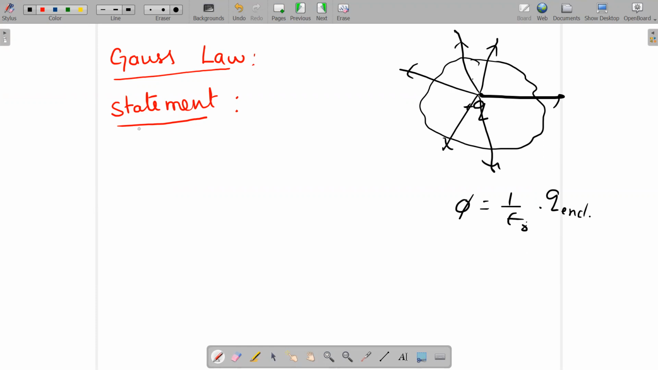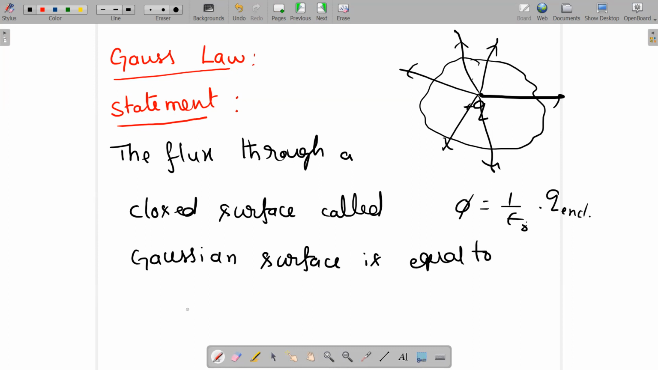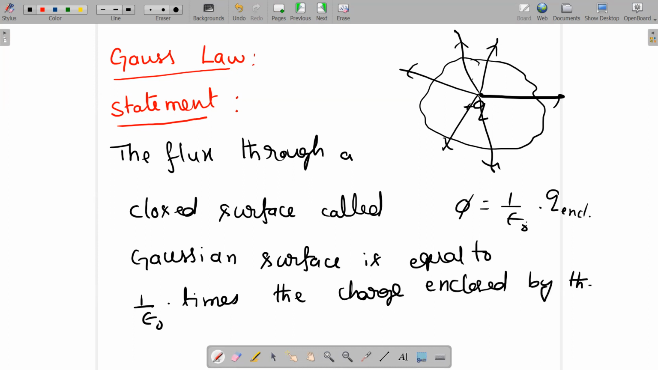The statement of Gauss law, try to write this down everyone: the flux through a closed surface, called Gaussian surface, is equal to 1 by epsilon naught times the charge enclosed by that surface.